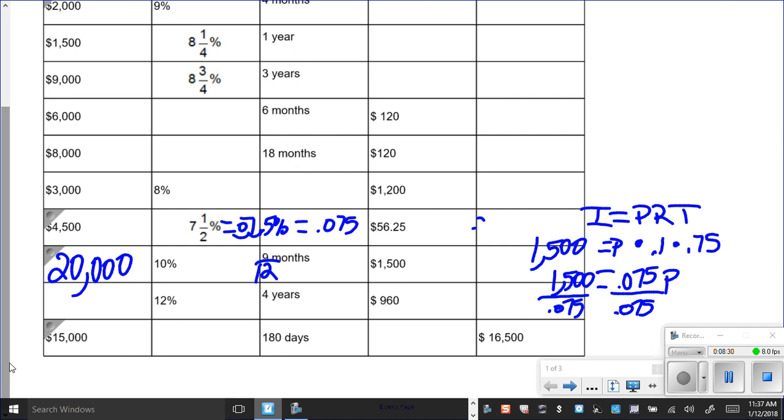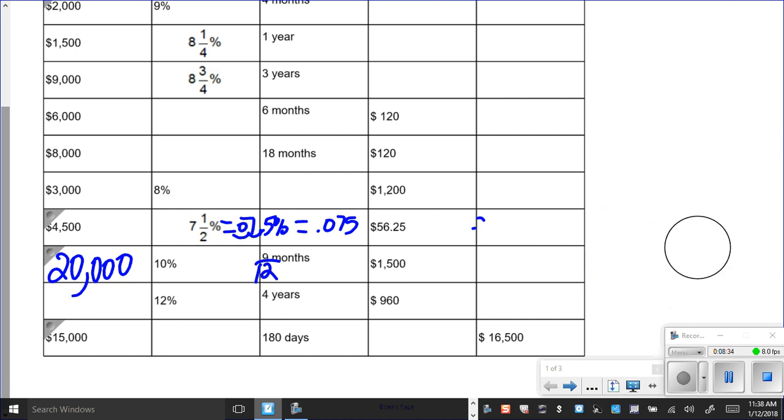I will erase this work here. You guys can see that work anytime you want. Just rewind and see the work. So we'll have 21,500 for our total. All right, now here I want to review this one here.